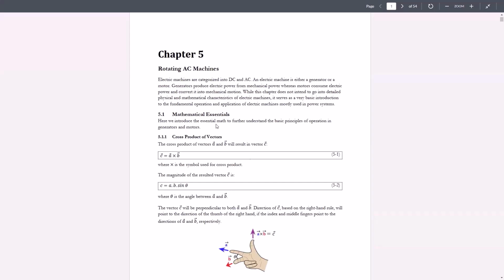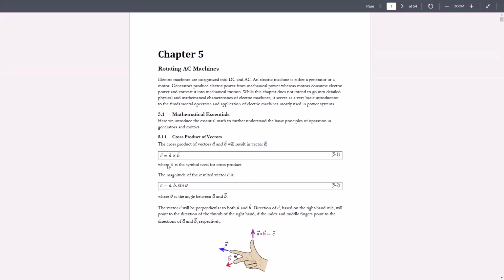So, some mathematical essentials before going into this course. We should know about the cross product of vectors. We all know vectors from physics and other courses. When we're talking about two vectors named A and B, when you do a cross product of these two vectors A and B, you will get a result in terms of a vector C. So the cross product is applied on two vectors, and the result would be a vector itself, which we call vector C here.